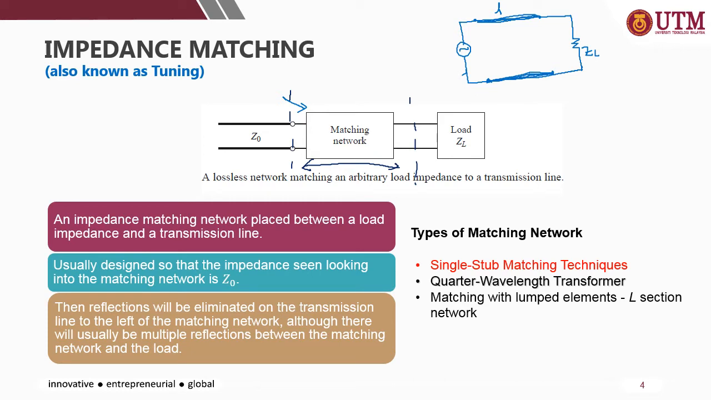Okay, so as mentioned, the impedance matching network is introduced in between the load and the transmission line, and the matching network parameters are usually designed so that the impedance seen looking into the matching network is Z0. So it is assumed that the load impedance will be matched to Z0. When we introduce the matching network, the reflections on the left of the matching network, on this side, will be eliminated, although there could be multiple reflections after the matching network to the load. However, the effect will be minimal compared to the losses within the transmission line itself.